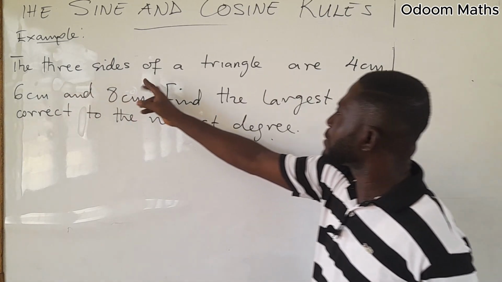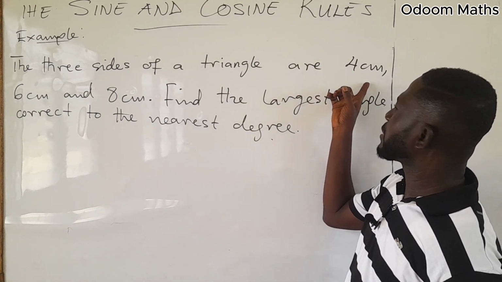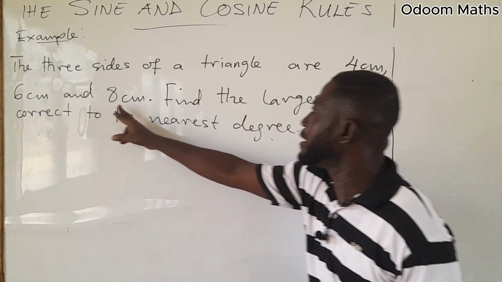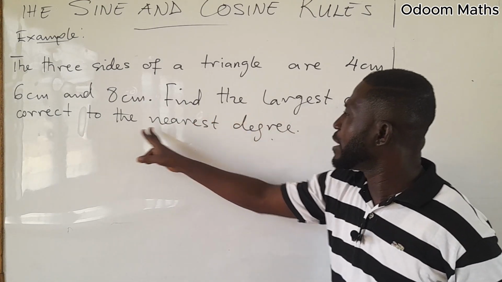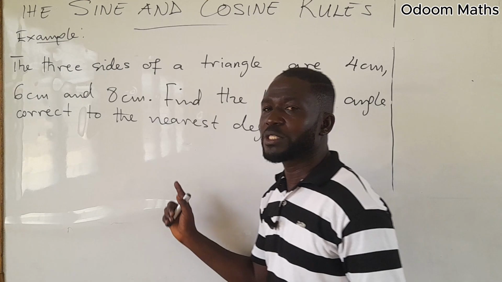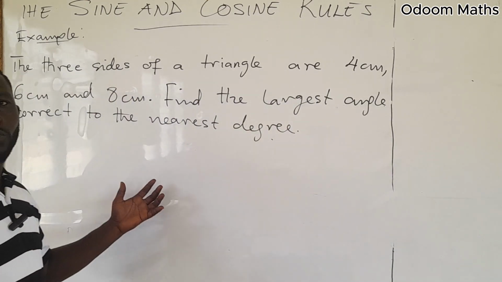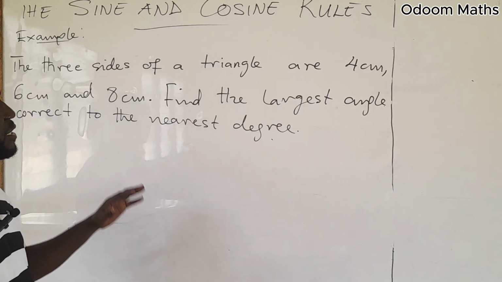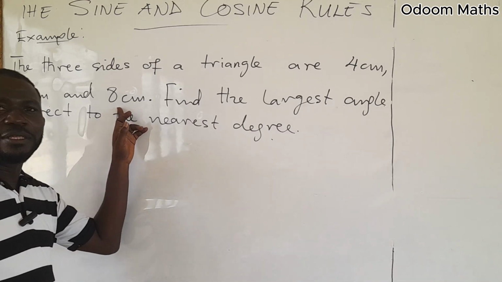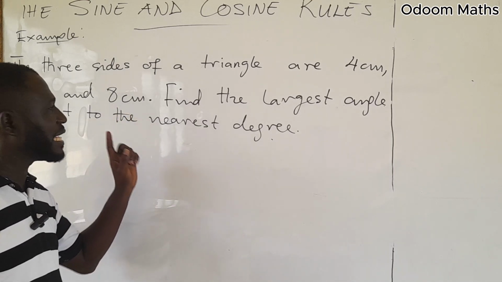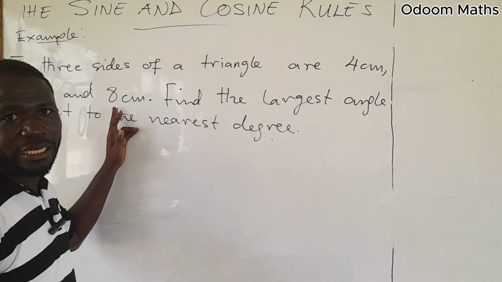The three sides of a triangle are 4 centimeters, 6 centimeters, and 8 centimeters. Find the largest angle correct to the nearest degree. Please, this is a very beautiful question. And what you must do is to draw the triangle so that will help you solve the question. Where we have the 8 centimeters, that corresponds to the largest angle because that is the wider place. So that corresponds to the largest angle.